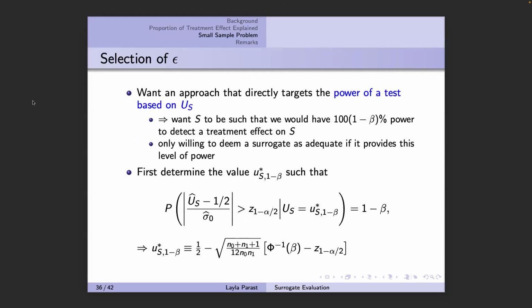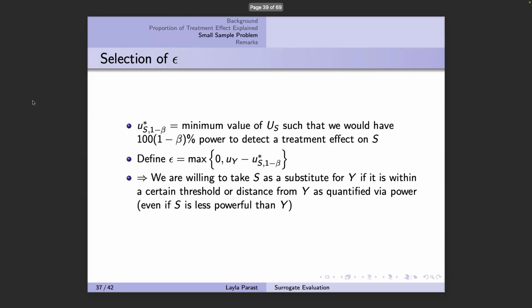So to select epsilon, we basically wanted an approach that would target the power of a test based on US. So I want S to be such that we'd have some level of power to detect a treatment effect on S. It's kind of like saying, I'm willing to consider you, surrogate, as adequate, even if you're kind of far away from UY, as long as you give me this minimum power that I need. So you can write out what this value U star would be to get you the power that you want. And so this U star would be the minimum value of US such that you'd have this minimum power to detect a treatment effect on S.